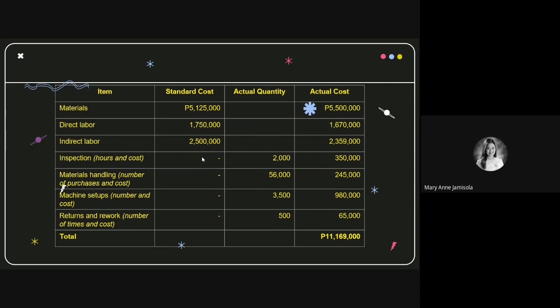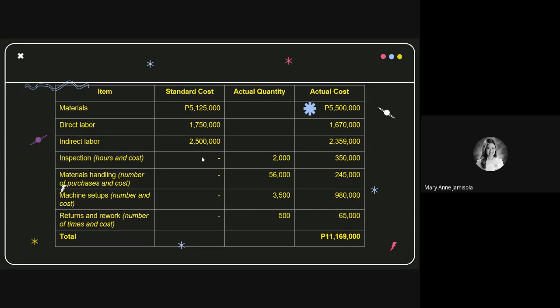The manufacturing cost, except for the direct materials and direct labor, can be considered non-value adding costs. So what are the non-value adding costs here? When we say non-value adding costs, these are costs that do not add value to the functionality or quality of the product. So what are those? We have inspection, materials handling, machine setups, returns and rework. We can actually reduce those.